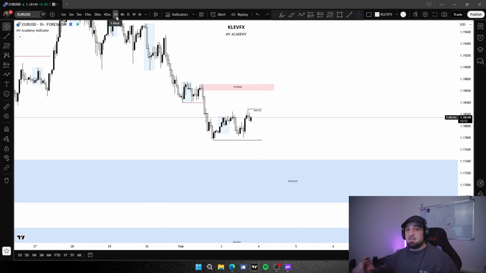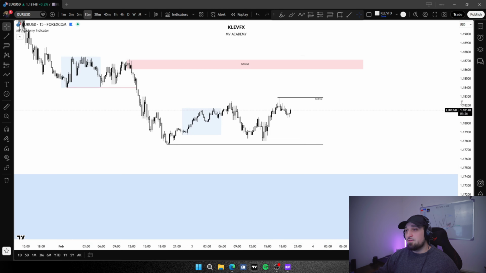On the 1 hour, we've identified that most likely we're going to be heading towards the extreme area. We're going to use the 1 hour to identify our highs and lows that we can use as inducements to give us some more fuel in the market to head in the direction that we want to. And then we can jump on the 15-minute to actually look for trades.